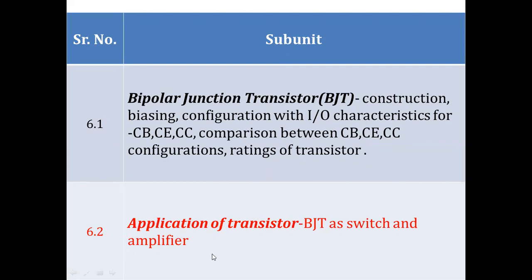In the second section, application of transistor. What is the application? Where we are going to use the BJT. Actually, BJT as a switch and as an amplifier, two we are going to use here now. BJT as a switch: how it is operating as a switch, and how it is operating as an amplifier we are going to discuss.